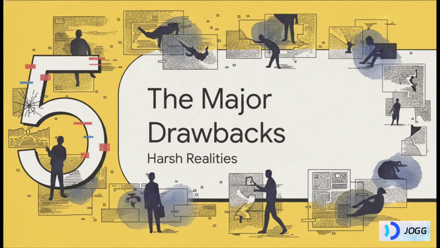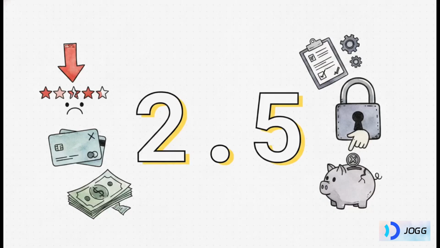Time for a reality check. Section 5. The major drawbacks. If we look at independent testing and direct user feedback, it reflects a pretty stark reality. Jogg AI currently sits at a 2.5 out of 5 score on Trustpilot. That heavily negative skew is largely driven by administrative frustrations. Specifically, users are reporting confusing billing practices and a notoriously strict no-refund policy. Basically, the moment a single credit has been used on the platform, refunds are completely off the table.